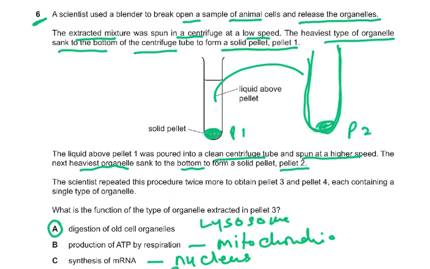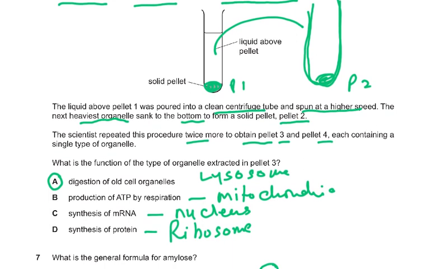Pellet 2, pellet 1. Basically, they're wanting you to find out whether you know the sizes of the organelles. The scientists repeated this procedure twice more to obtain pellet 3 and pellet 4, each containing a single type of organelle. What is the function of the type of organelle extracted in pellet 3? Now, pellet 1 would be the nucleus. Pellet 2 would be the mitochondrion, pellet 3 would be the lysosomes, and pellet 4 would be the ribosomes. So they're checking whether you know the sizes and which one is larger and which one is smaller.